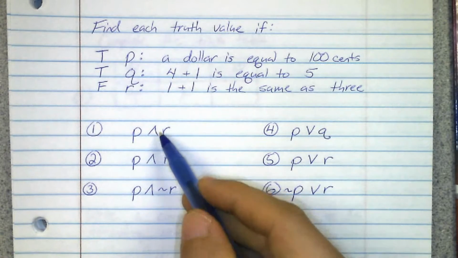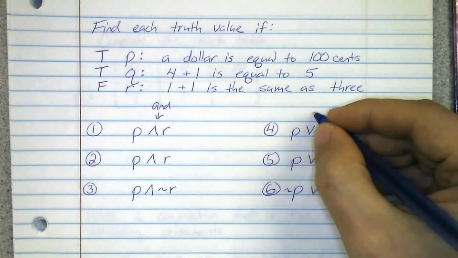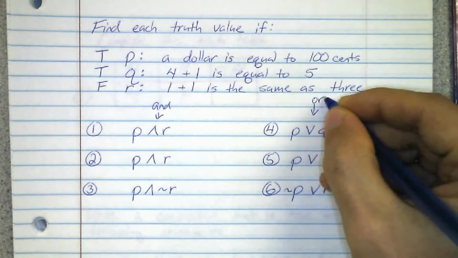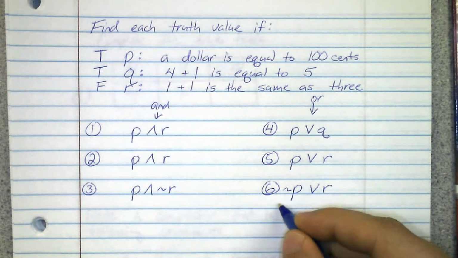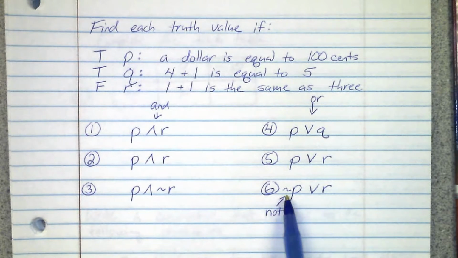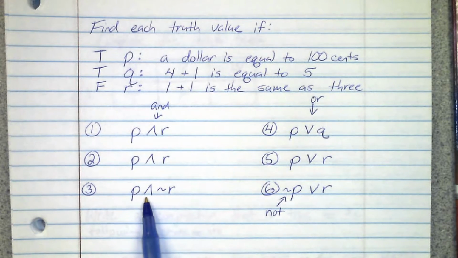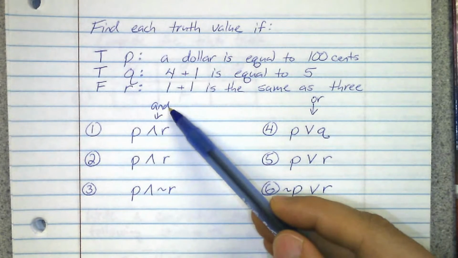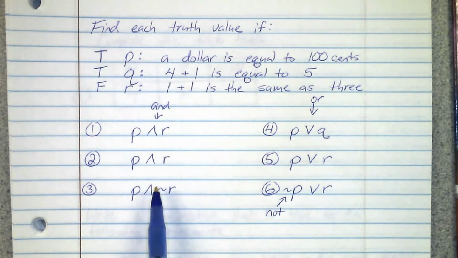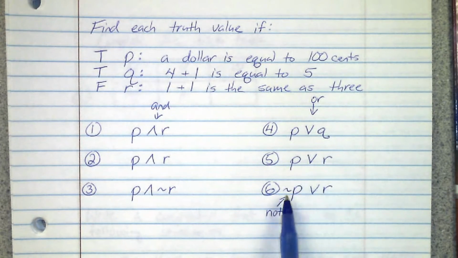This symbol right here, where it looks like an arrow is pointing up, this is AND. Right here, where it looks like the arrow is pointing down, this is OR. And this right here, this squiggly looking line, this is the word not. It's actually negation. So this would be not P or V. This would be P and not R. So remember, when you have an AND, both statements have to be true in order for this to get a truth value of true. When you have the word OR, only one needs to be true in order for it to be a truth value of true.